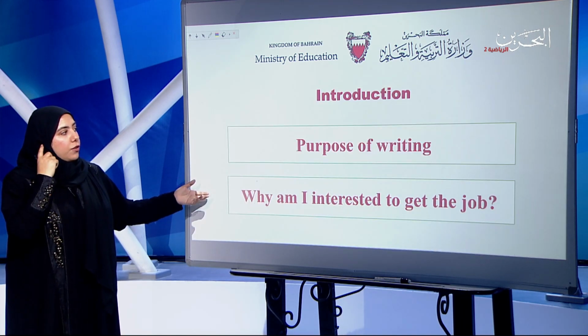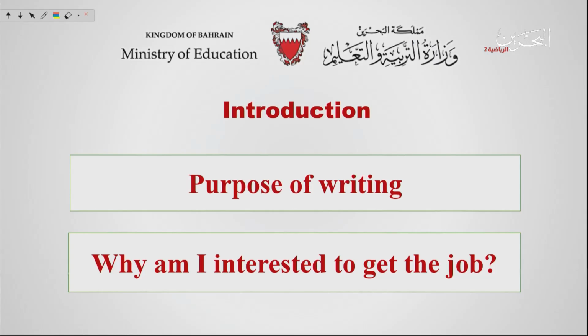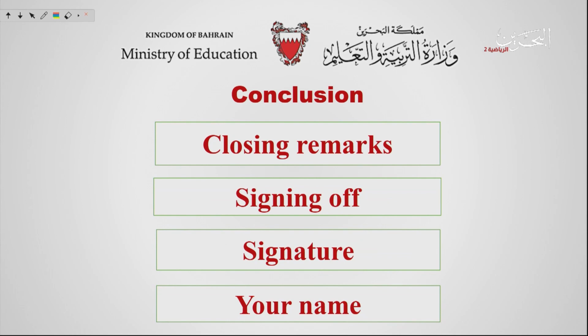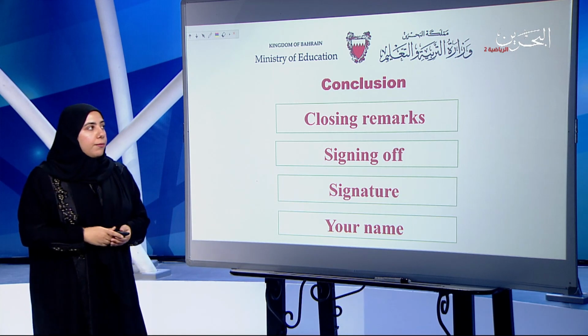Okay, then the introduction. So I have to refer to the purpose of writing. Why am I interested to get the job? So, the reason for being interested to get the job. The body. So you write your qualifications, certificates, and work experiences, plus your personal qualities. Conclusion. In the conclusion, you should refer to the closing remarks, signing off, signature, and your name.